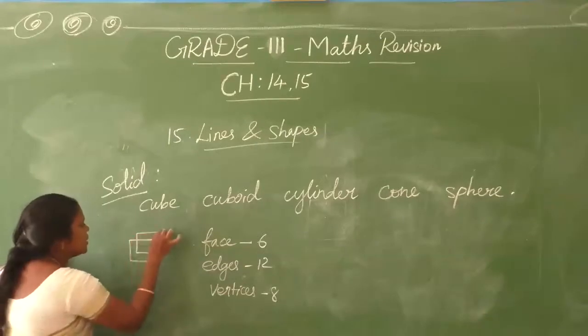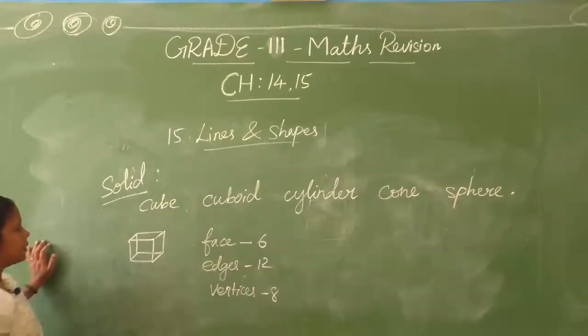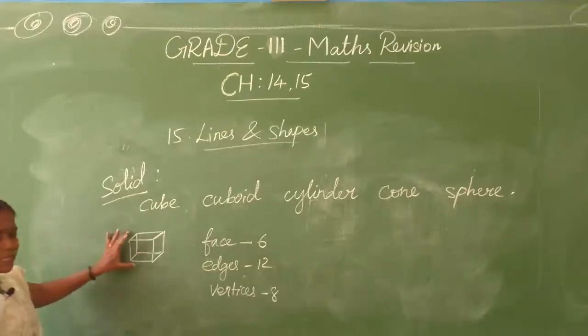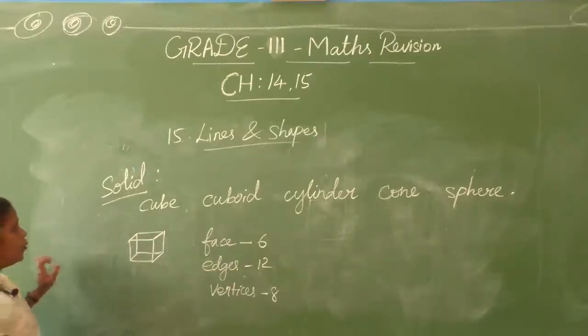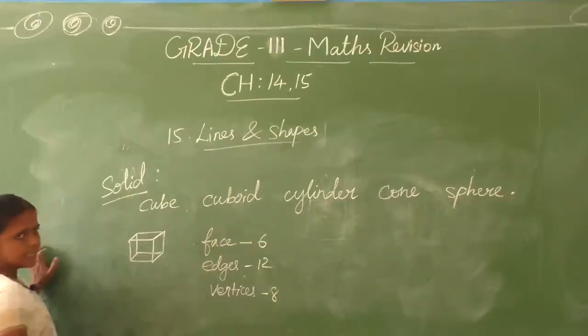See, for a cube, it has 6 faces. Each face looks like a square. So it will look like this. 6 faces, like a Rubik's cube, which you know well. 6 faces, 12 edges, 8 vertices. Okay?